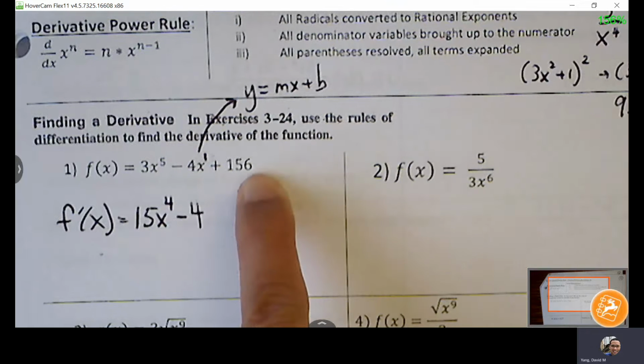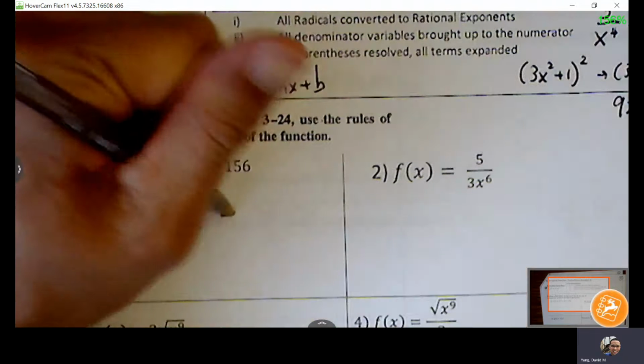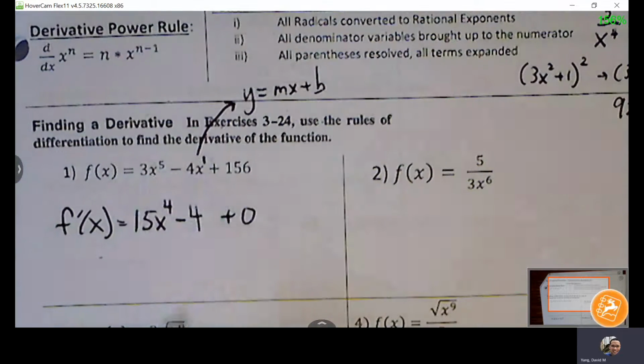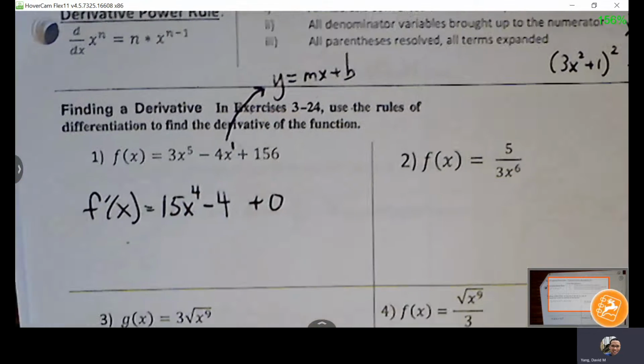Okay. What about 156? Okay. So 156 is a constant. So think of a constant as a horizontal line. And what's the slope of a horizontal line? 0. So it just goes away. So we don't have to put a 0 there, but I just want to show how each of these terms are impacted by the derivative.